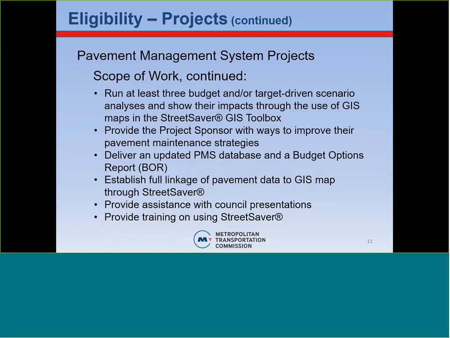We can establish a full linkage of your pavement data to a GIS map through StreetSaver, and there are additional fees for that. All of our jurisdictions have their data linked to a GIS map. So we have a map that's provided by the state of California called a Tiger map. If you want a better map, you can hire a GIS professional to create a better map for you. And for a fee, we will link the data in StreetSaver to your better, new and improved map.